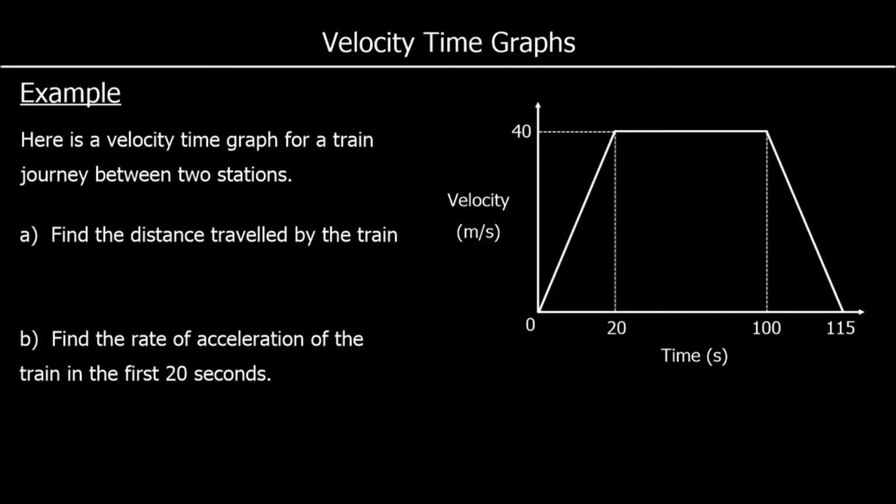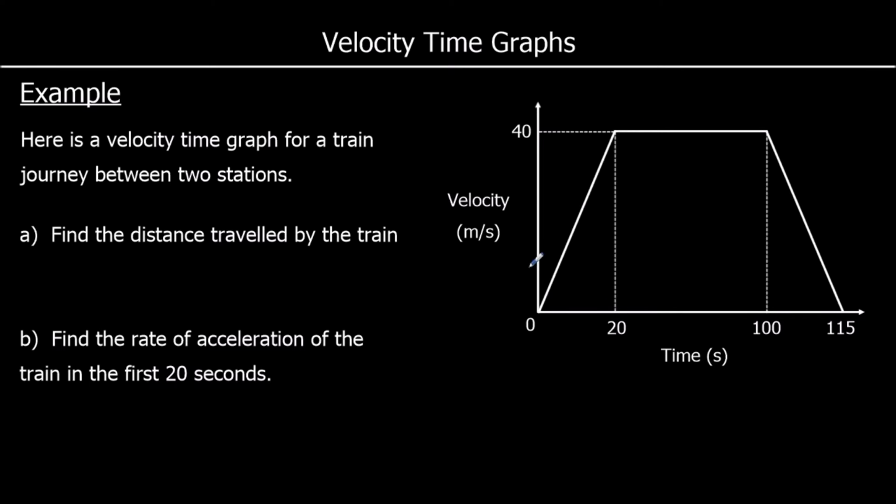Here we've got a velocity time graph for a train journey between two stations. Find the distance traveled by the train. So the distance traveled is the area under the graph. So we could either calculate the area of the triangle, the rectangle, and the triangle and add them together, or we could use the area of a trapezium. Either way, let's do the triangle, rectangle, triangle.